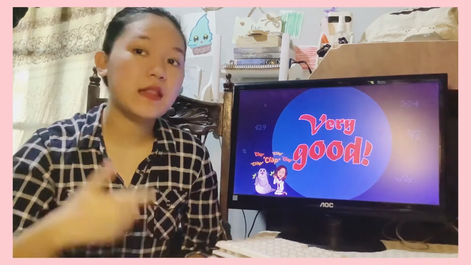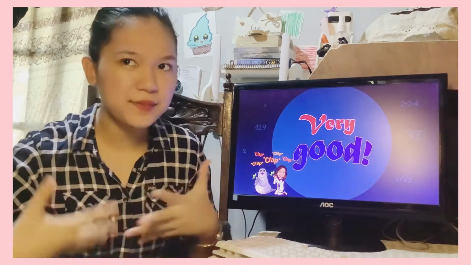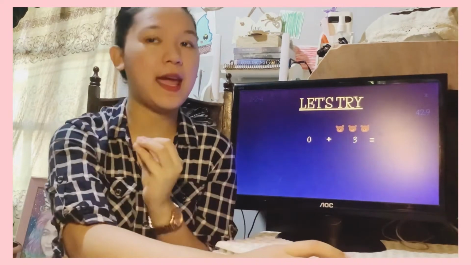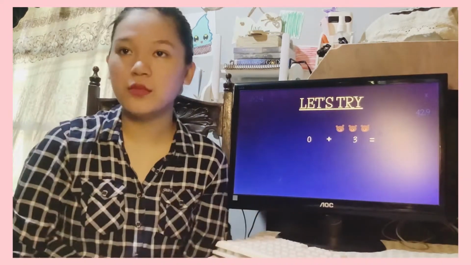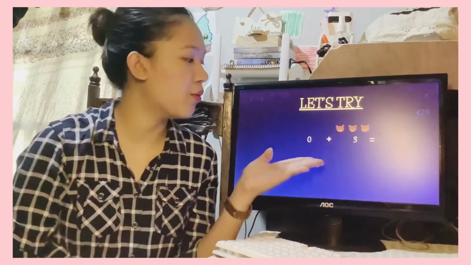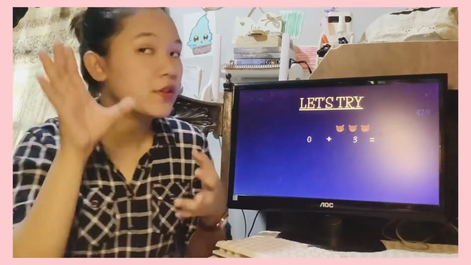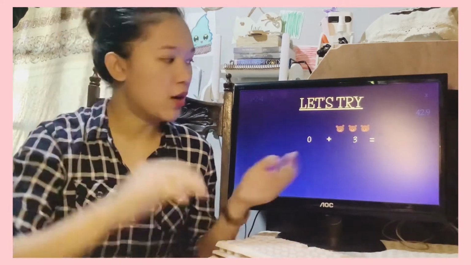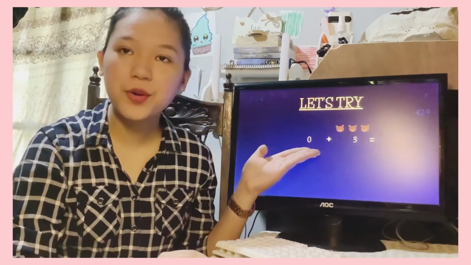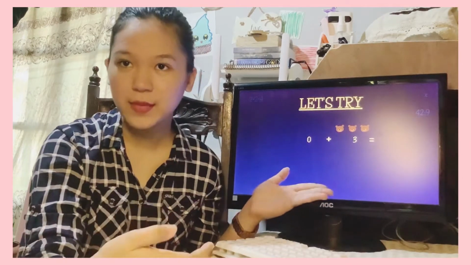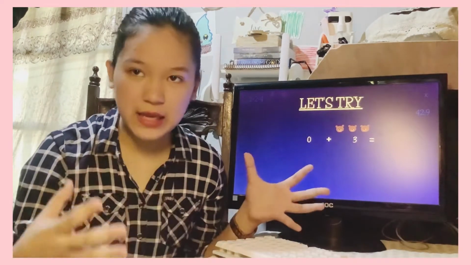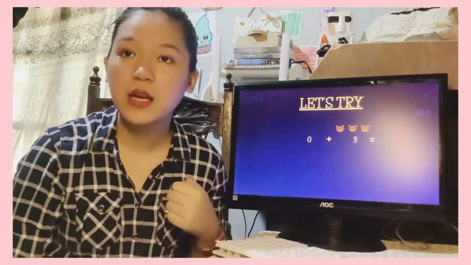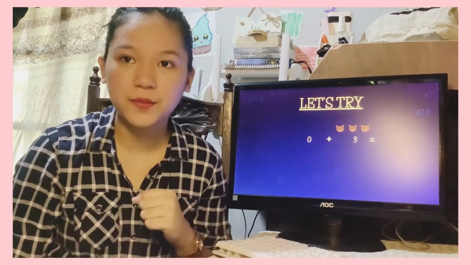Okay, now let's try the last activity, the last example. Now you can see here 0. So listen carefully, everyone. Kids, listen carefully to teacher. Whenever you see a 0 in addition, the sum of this equation will automatically be the other number. It will always be 3.